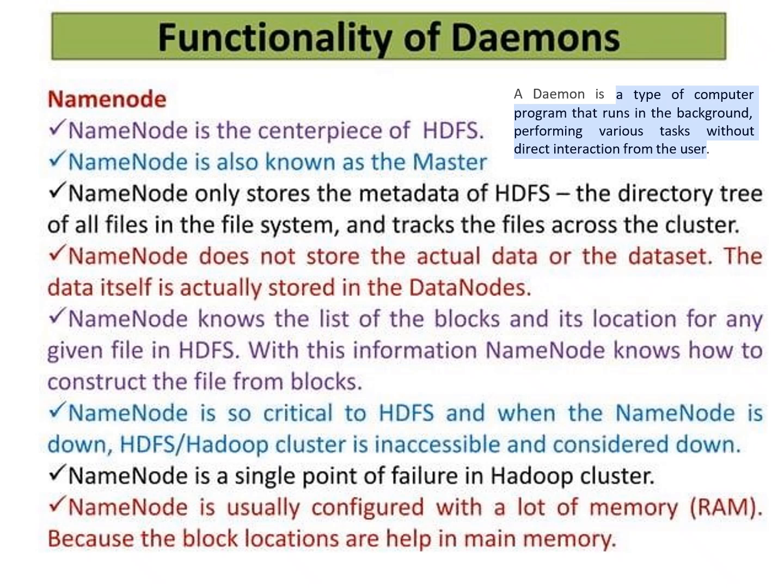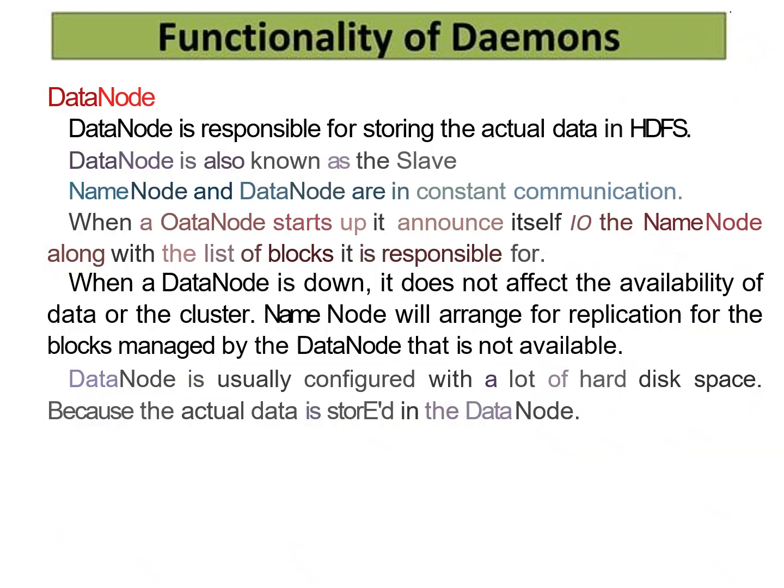Name node is very critical in HDFS because if the name node is not accessible, then the entire Hadoop cluster is considered down. So the name node is a single point of failure in a Hadoop cluster. So configuring the name node is very essential with respect to Hadoop implementation.